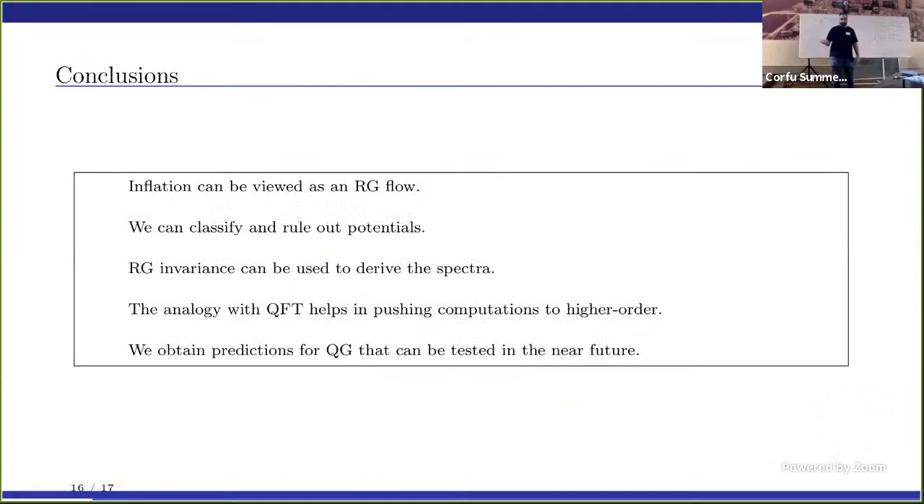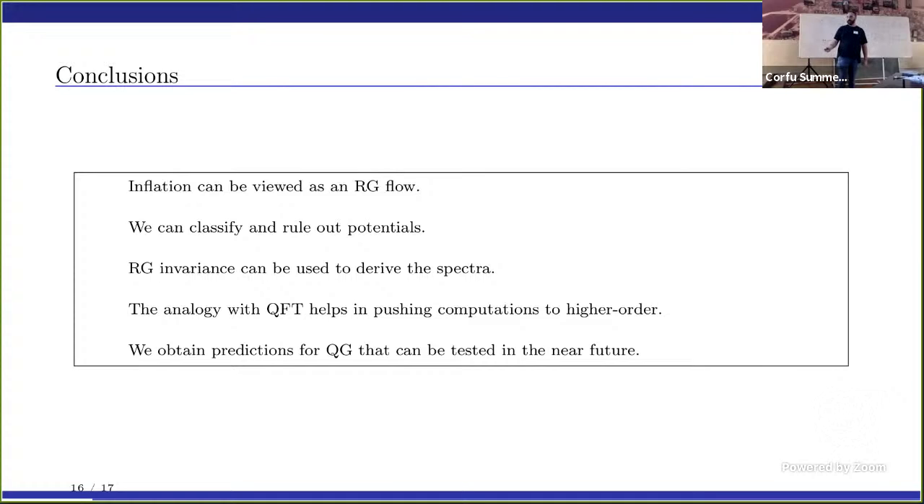So with this, I will summarize. With these new techniques, we show that we can see inflation as a renormalization group flow. This allows us to classify potentials and even rule them out. You can use the concept of RG invariance of the spectrum to derive them and derive their properties. And since this is analogous to quantum field theory computations, you can straightforwardly use techniques like resumming subleading logs, and with this you can go more easily to higher order computations in the expansion parameter.